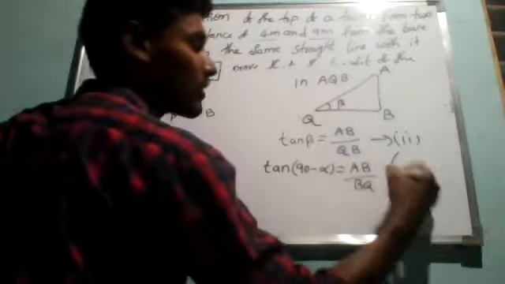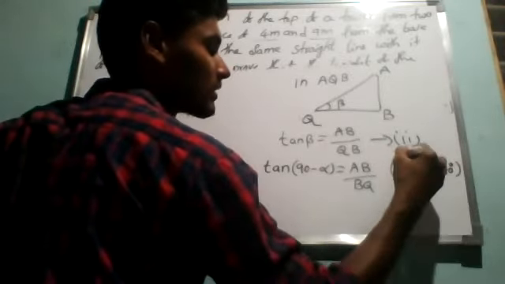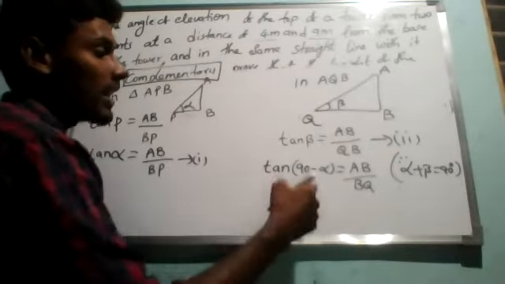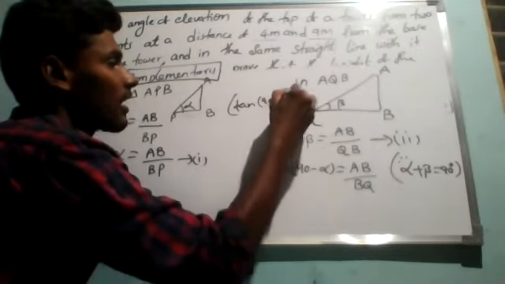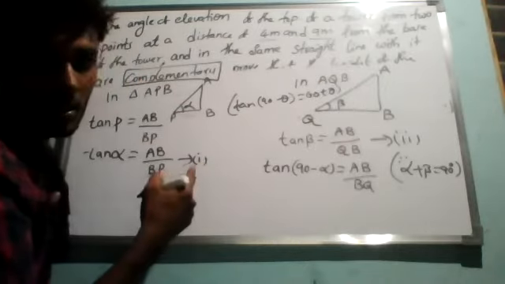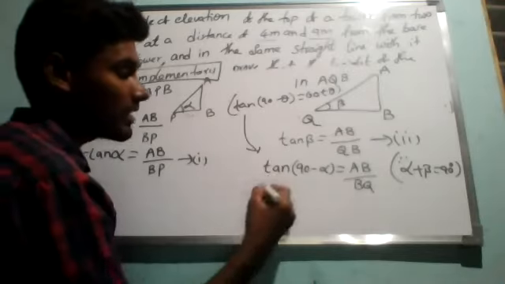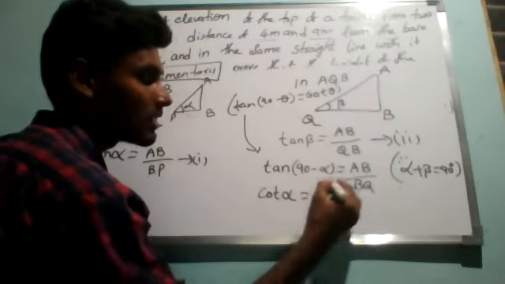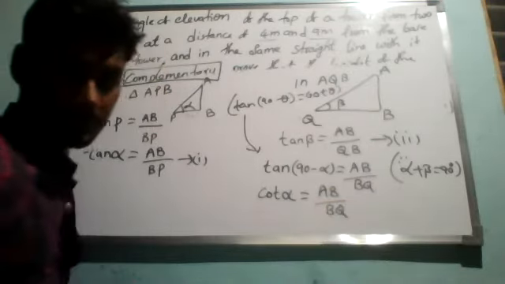They have mentioned that alpha plus beta equals 90 degrees. This is what they have given. From this we know the property: tan of 90 minus theta equals cot theta. By applying this property, we can write tan of 90 minus alpha equals cot alpha, which is equal to AB by BQ.